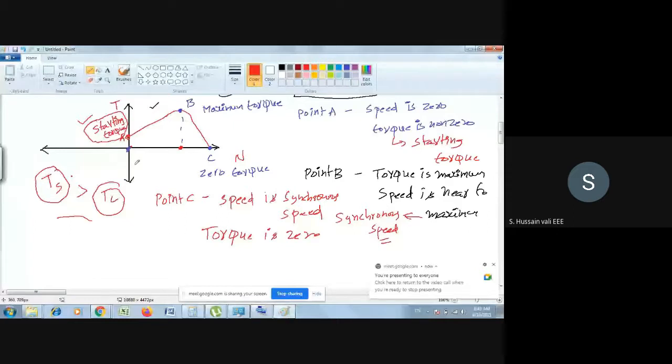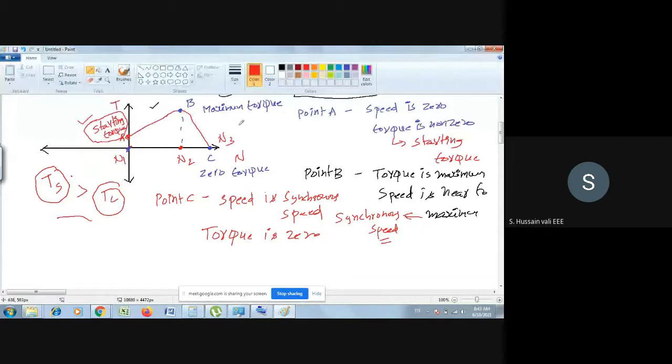Now regarding point B, that's the maximum torque of the induction motor. Point B is the maximum torque. What is the speed at that point? I will take this as N1, N2, N3. N2 is the speed at which the torque is maximum. So that's point B, and this is also required for us.